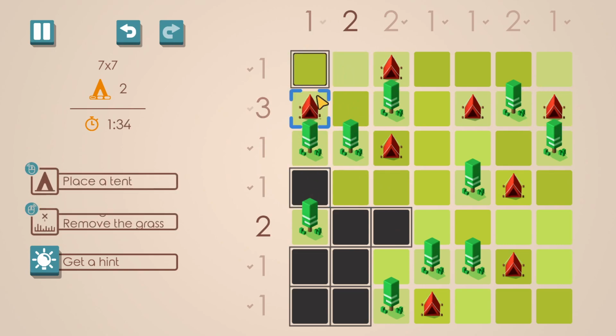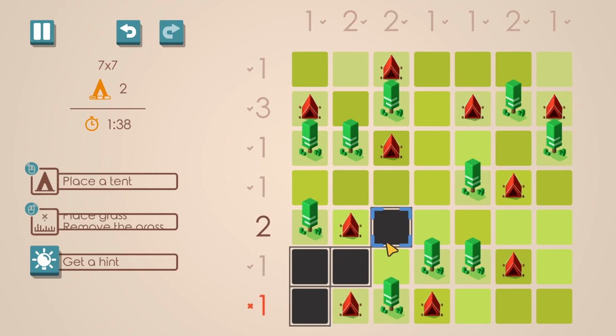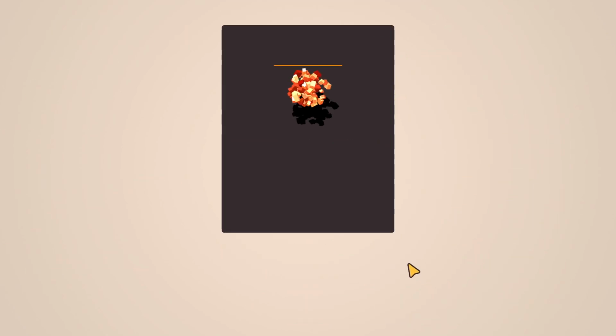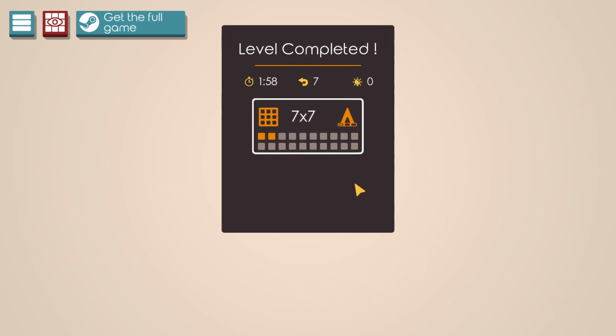There's 3 in this row, so he has to be there. Nothing in that one. 1 there, 1 there. No. Not his, sorry. So I'm missing a second one in this row. Nah, that can't be right. There we go. 2 minutes.